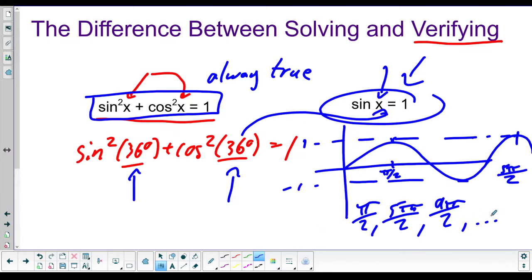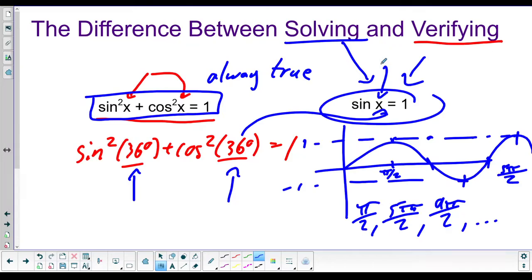But don't confuse that for thinking that all of the values of x work. Pi does not work. This does not equal 1. It's not up there. This does not equal 1. This is at 3 pi over 2. And right there at 2 pi, it's not equal to 1 either. So there are an infinite number of places where this is true, but it's not true everywhere. So what you're doing today is you are finding the places that it is true and telling me that.